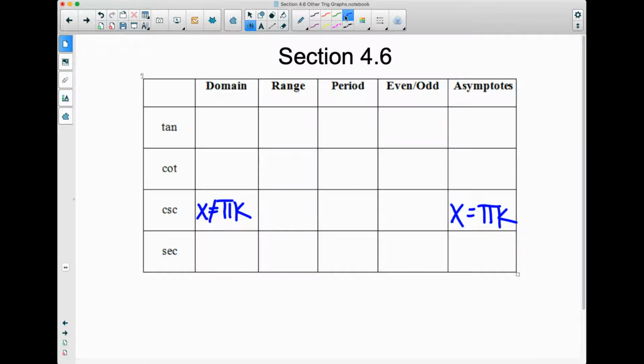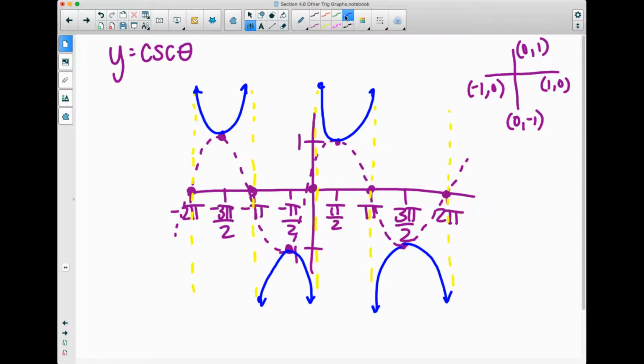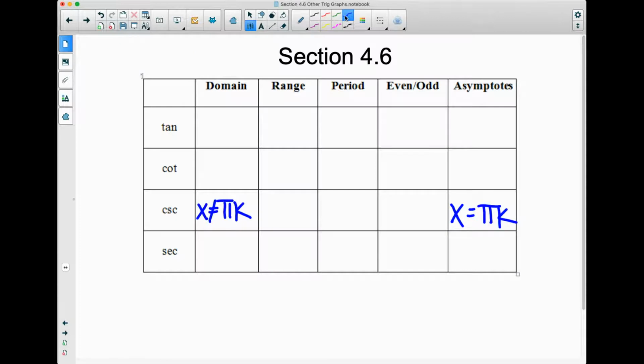What is my range looking at this graph? Do we have brackets anywhere? Do we include? Yeah, perfect. So negative infinity to negative 1 with a bracket, union 1 to infinity.